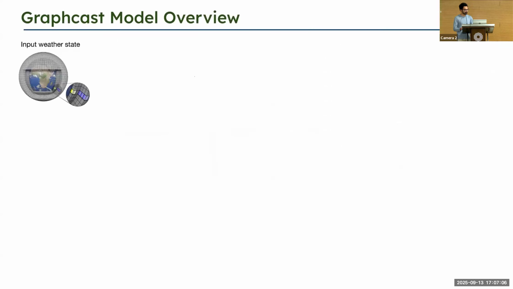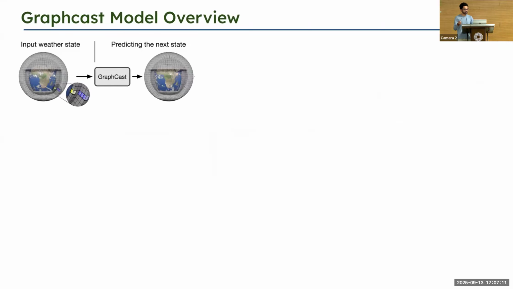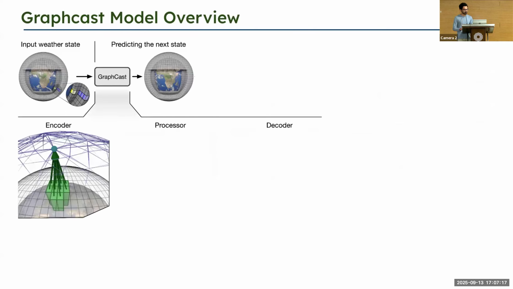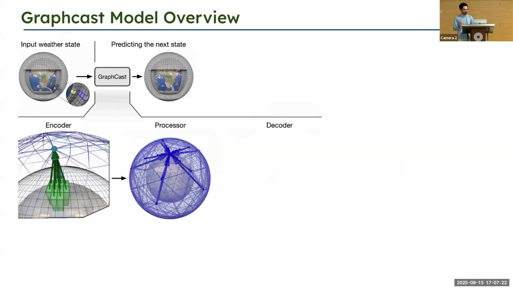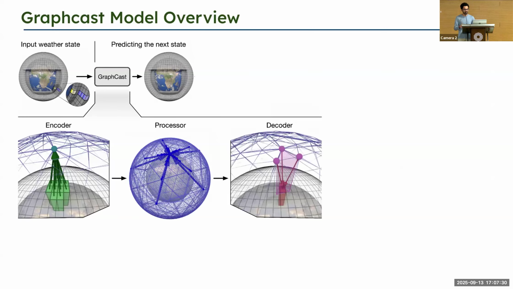Now, just an overview of the model. This is the input weather state that it takes. And to predict the next weather state, what the GraphCast model does is it divides itself into an encoder, processor, decoder architecture. The encoder takes it from the grid into an intermediate mesh representation. And then on that mesh representation, processing happens through the graph neural network message passing to figure out the relationships between all the nodes. And then once the relationships are figured out, that's decoded back onto the original grid on which the weather dynamics actually happen.